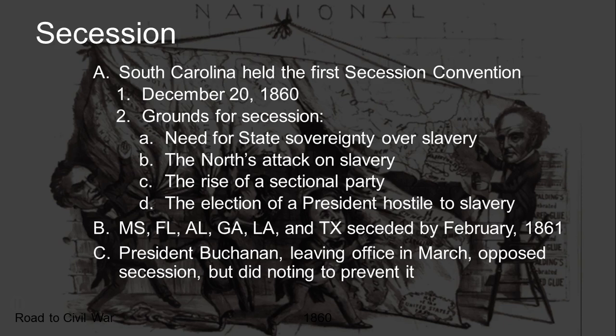And so even though he opposed the idea of secession and didn't think it was legal, he doesn't do anything to prevent it. He doesn't use force. He came out and spoke against secession, but then he didn't turn around and do anything about it, partly because he's done in March. What does he care?